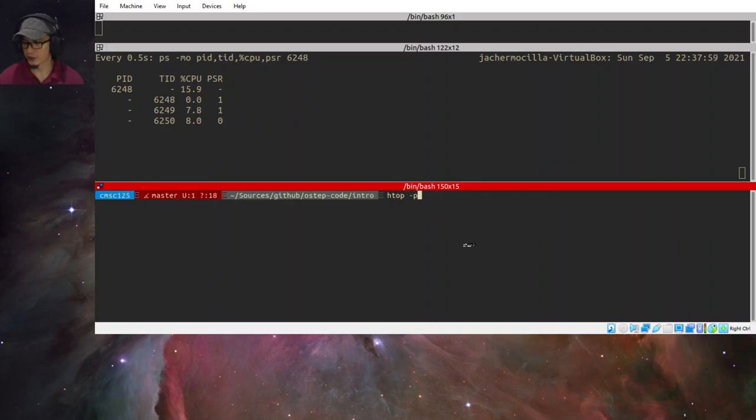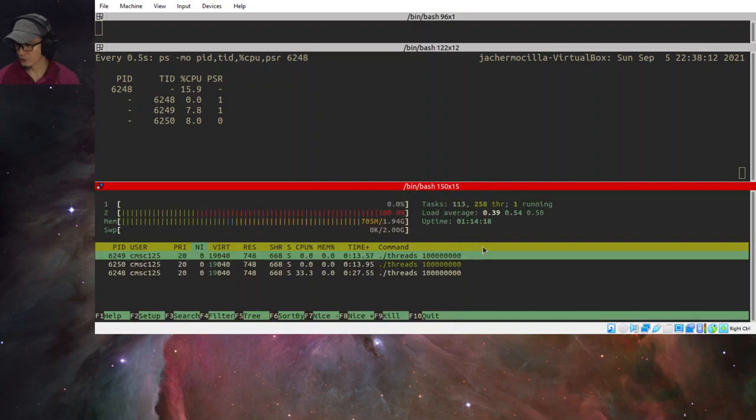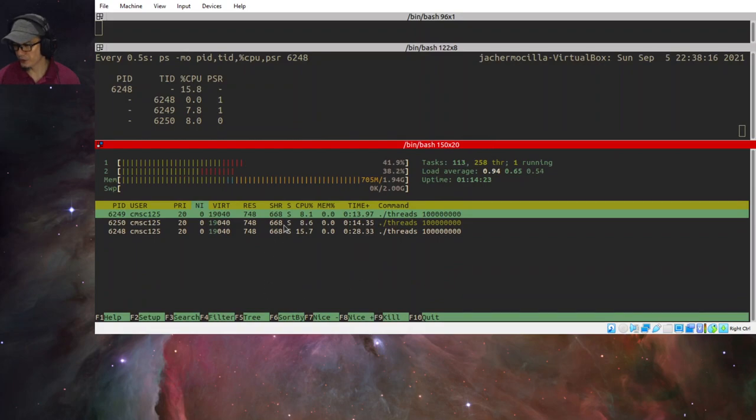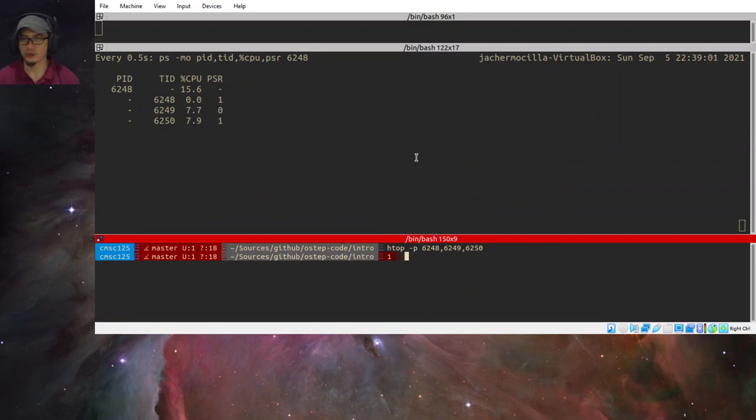I think we can actually do this in htop. Okay, so we have the three processes here, and you can see their CPU share. Their niceness, right? Anyway, it's better to use the command line, but you see the idea here that each thread in this process moves from one processor to another. This is the column.